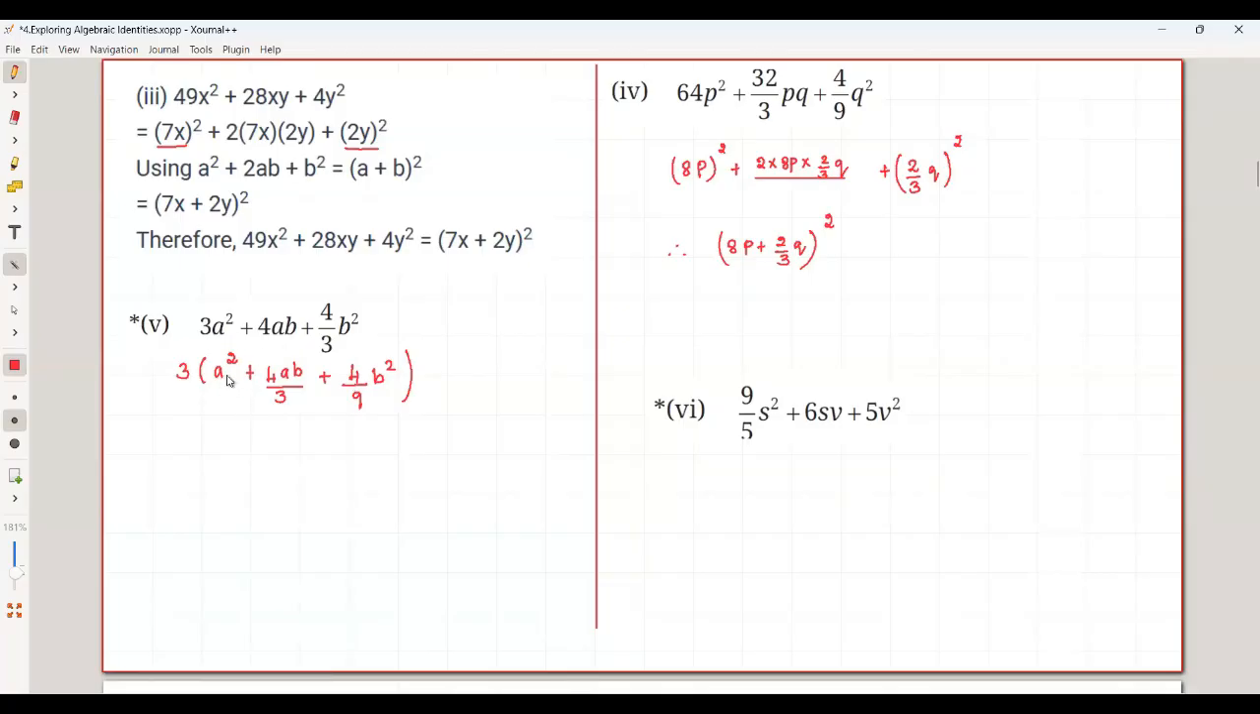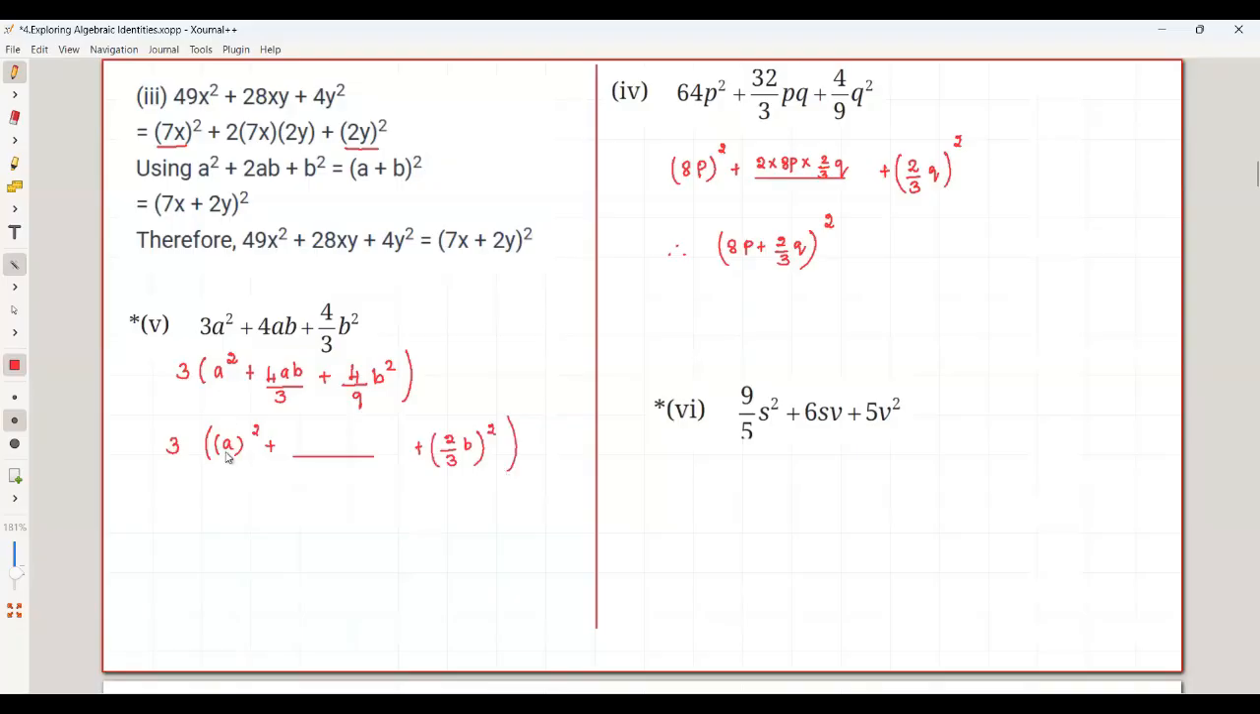Now we can write this in the form of a square plus 2ab plus b square. From this you can identify, so 3 is already outside. Okay, from this a can be written as a the whole square plus b, you just leave it. So how to find b? b can be written as 2 by 3. Okay, 2 by 3 b the whole square.